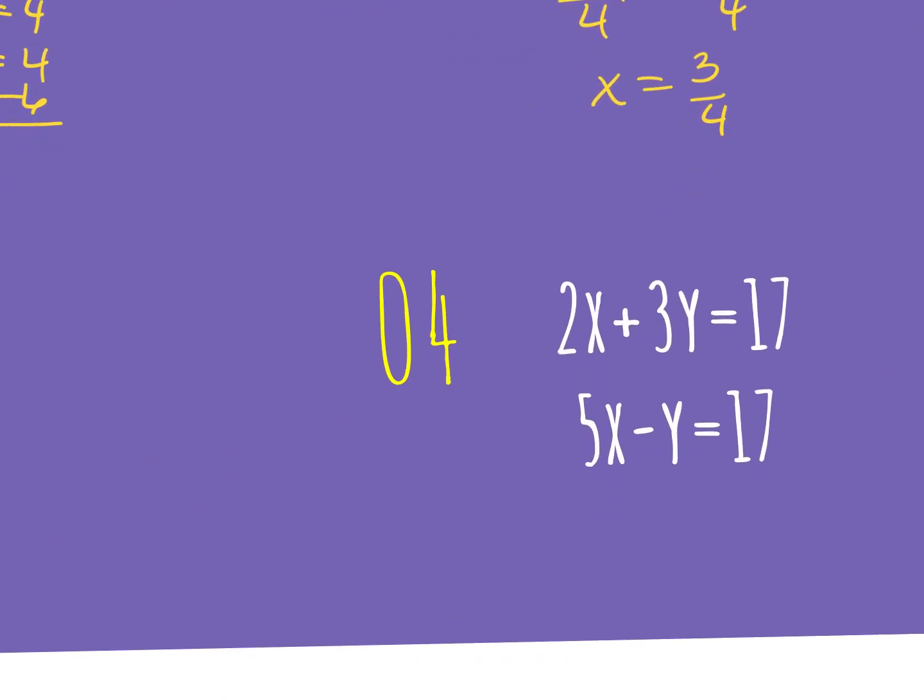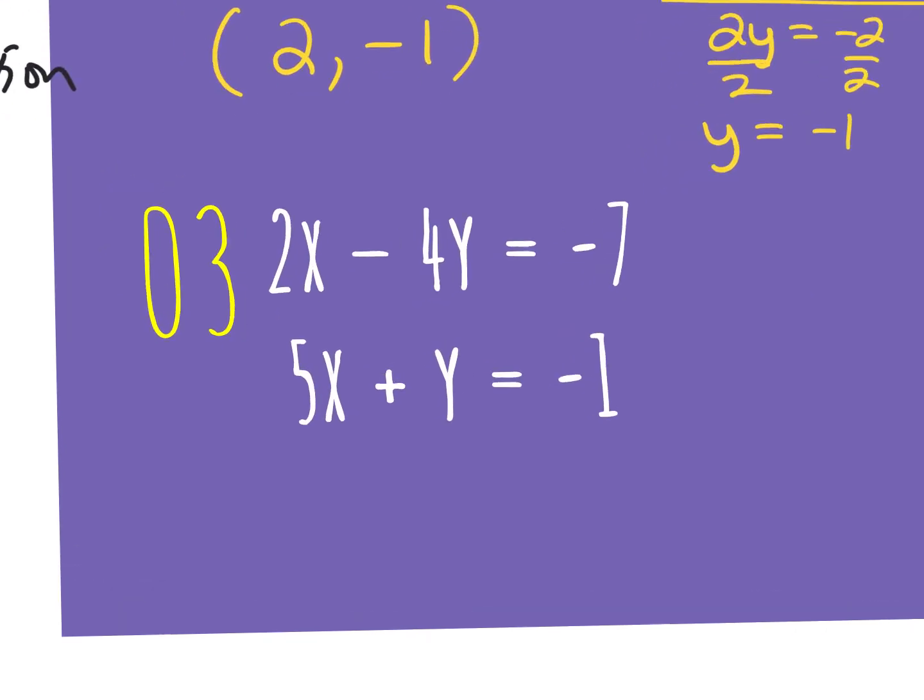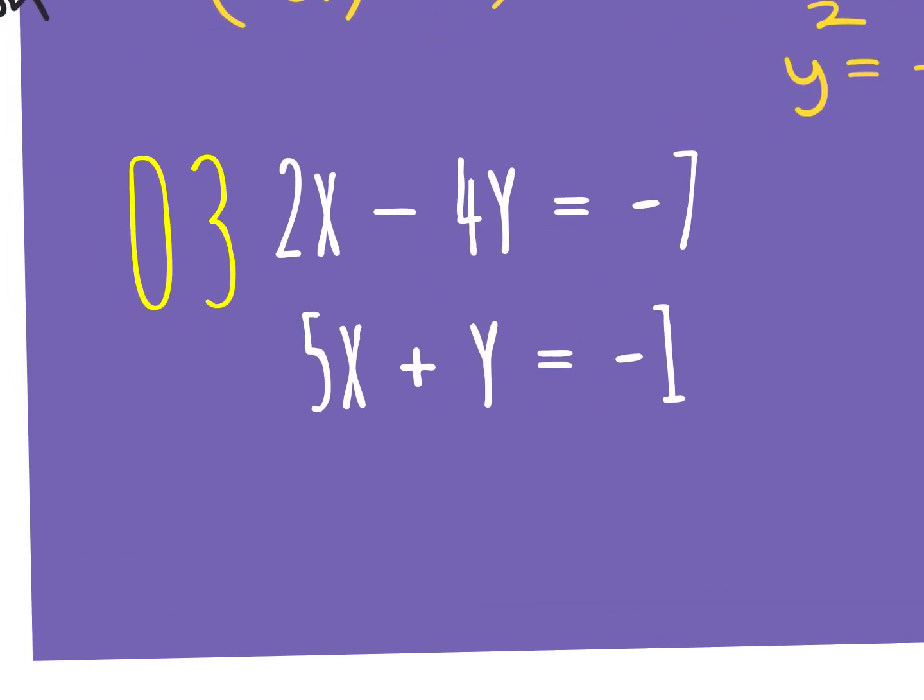Now, for my next one, number 3, I got to do some work here. Notice I do not have my x's to have the same number, but one positive, one negative, or my y's. So now I can choose here, do I want to eliminate x or do I want to eliminate y? When I do the elimination method, I always try to eliminate a variable that's going to involve the least amount of work. I don't want to have to multiply both of my equations if I don't have to.